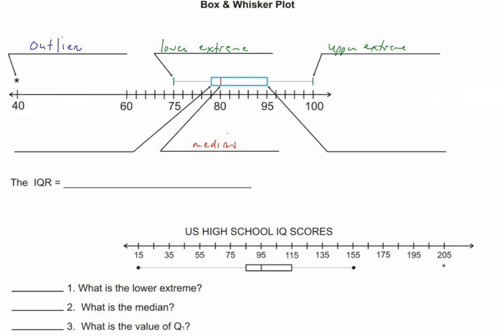All right, technically, the first line of the box is Q sub 1, or the first quartile. Don't get all caught up in that. It just simply means where the first quarter ends. And the end of the box is Q sub 3, or the third quartile.